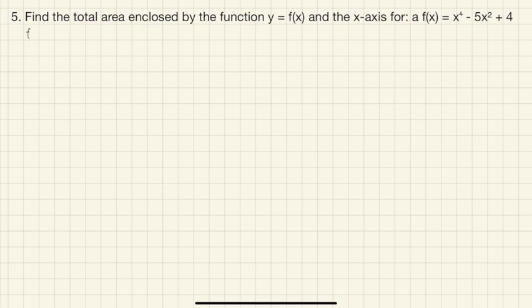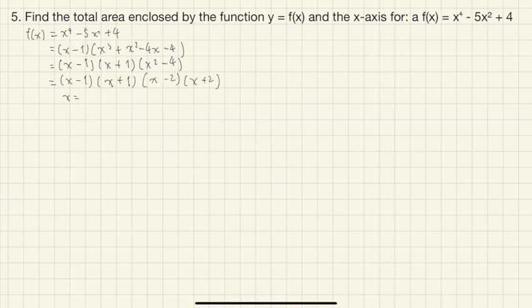Question 5. Find the total area enclosed by the function y is equal to f of x and the x-axis for a function of x to the power of 4 minus 5x squared plus 4. Since the question requires the total area enclosed by the function and the x-axis to be deduced, the function and its roots need to be determined first. By using guess and check, the factor x minus 1 can be determined, and the factorizing can be proceeded further, giving x minus 1, x plus 1, x minus 2, and x plus 2.